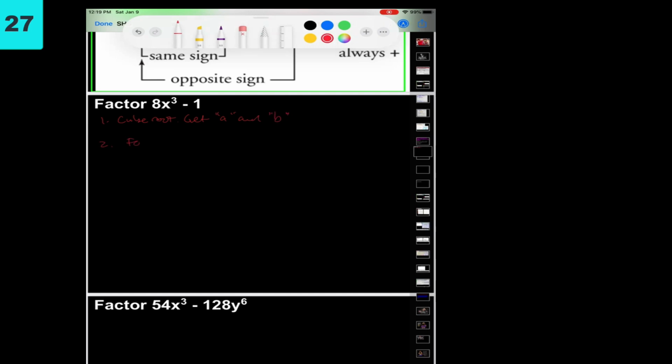Then we're going to write down the formula, substitute, and fourth, we're going to simplify. Okay, so in this problem, step number 1, let's go ahead and take the cube root of both of these. In the previous introductory video, you should have seen that the cube root of 8 is 2. So let me show you.